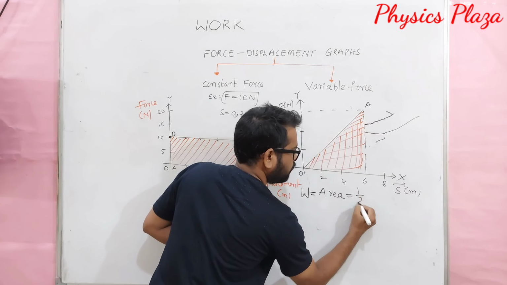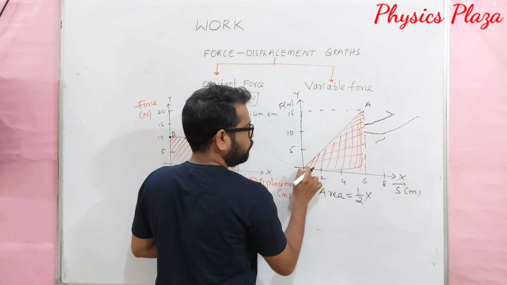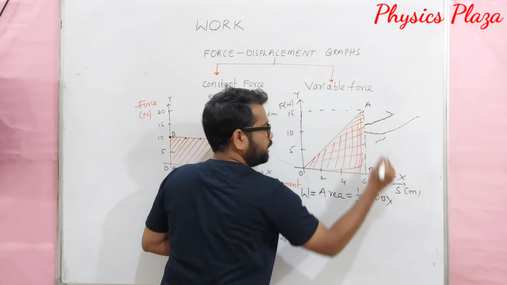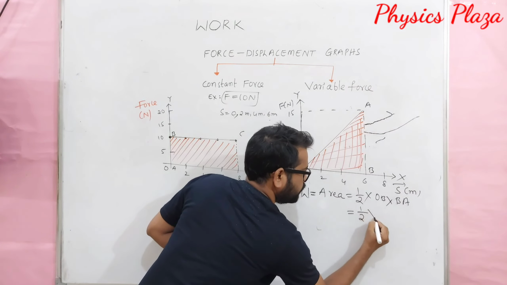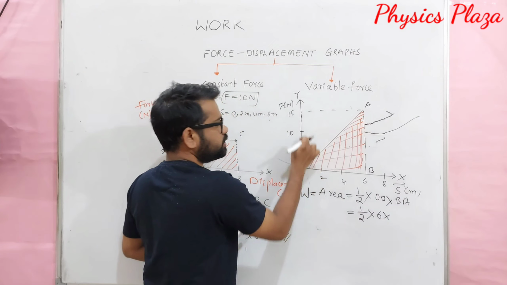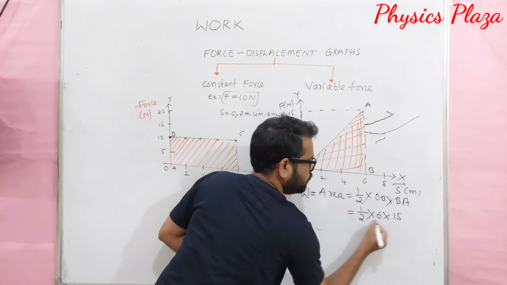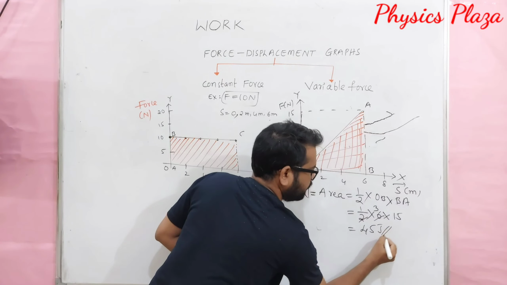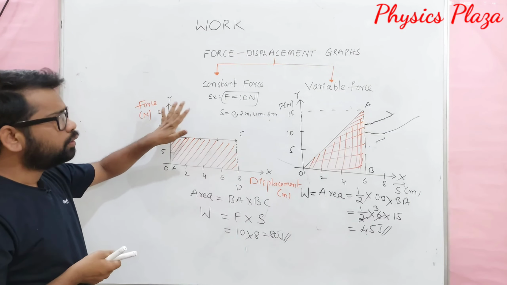So it is equal to half into base. Let us say OAB, so this is OB into BA. So you will get 1 by 2 into OB. How much is OB, dear children? It is 6. And BA is how much? It is 15. So BA is equal to 15. So 2 1s are 2, 2 3s are 6, so it is 45 joules. 45 joules. So children, this is how we can calculate the work done.